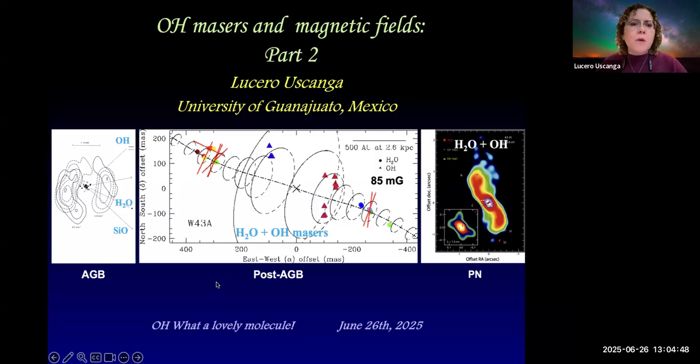I am going to talk especially about OH masers in low mass evolved stars. As you may see in this slide, they can be present at the AGB, the post-AGB, and also the planetary nebula phases, together with other masers.